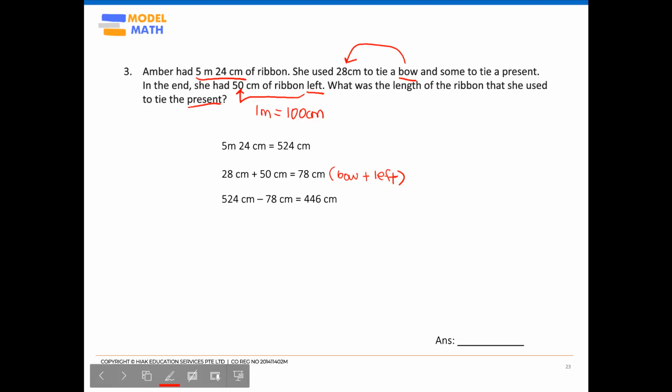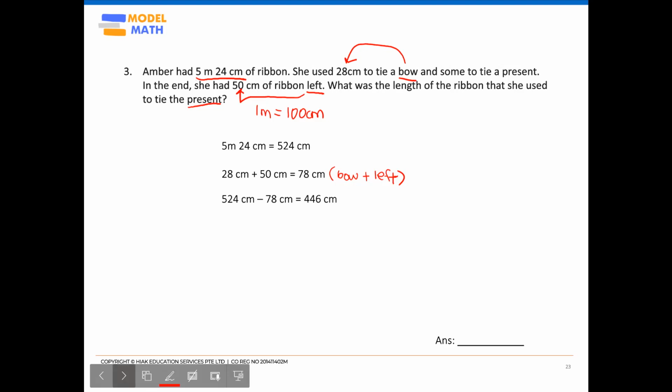So as you can see here, by converting everything to centimeters as we are working through the question, it makes it easier for us to reach the answer. We don't have to always work with meters and centimeters. We can work with centimeters throughout. Only when we reach the end of the question, when we have finally gotten the final answer, we can then convert it back to meters and centimeters, of course, when applicable.